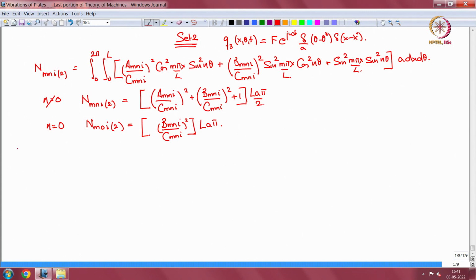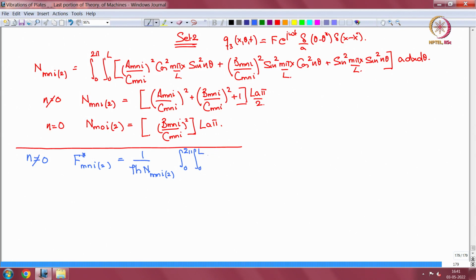So now, for n not equal to 0, f star m n I 2 is 1 over rho h n m n I 2 integral 0 to 2 pi integral 0 to L of f without the time, because it's harmonic, 1 by a delta theta minus theta star delta x minus x star sine m pi x by L sine n theta a dx d theta.